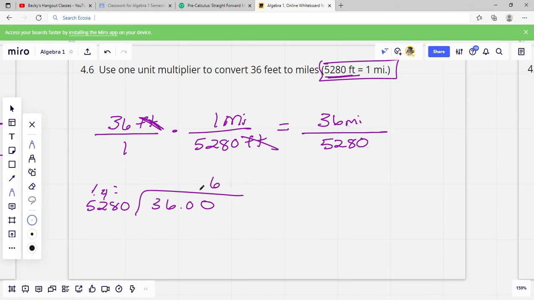Anyways, the book tells us that the answer is 0.068 miles. And you can use a calculator to find those. Okay, so if it's big crazy stuff like that, use your calculator.